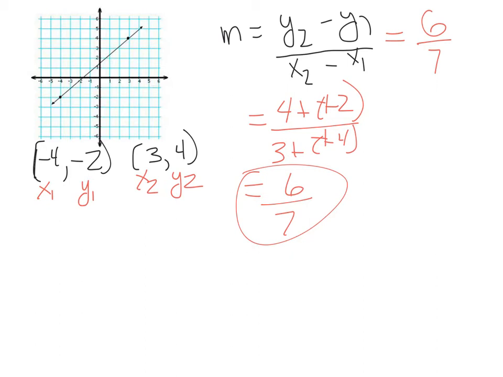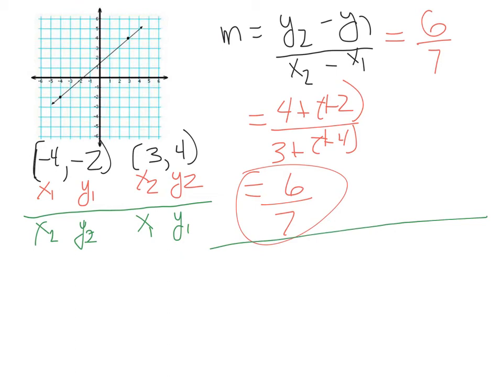Now on the same screen, we're going to do this the other way. We're going to switch the order of our coordinates. We're going to make this one x sub 2 and y sub 2, and we'll make this x sub 1, y sub 1, and put those in the formula and see what we get. So we will have negative 2 minus 4 over negative 4 minus 3.